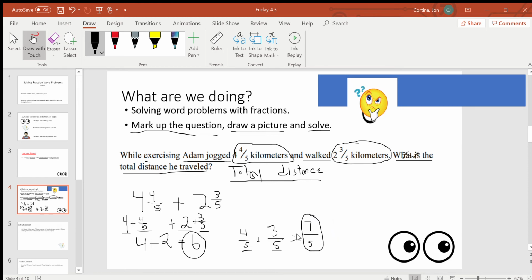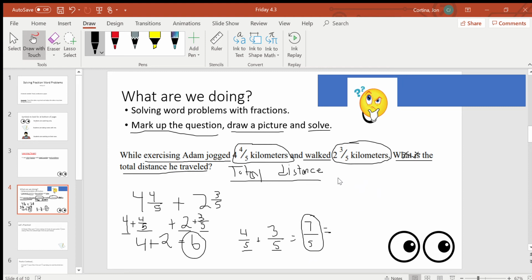What do you notice about this fraction that we created? You're right, it's an improper fraction. So we need to use our skills of what we know about how to turn improper fractions into mixed numbers, because again, we don't leave answers as an improper fraction. We need to convert it into a mixed number. So the way we do that is we divide.